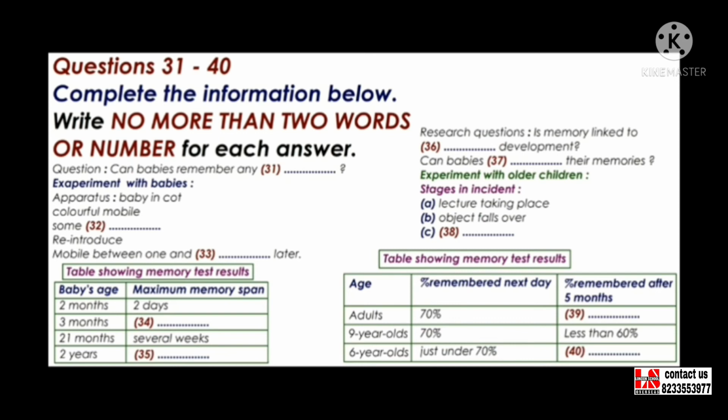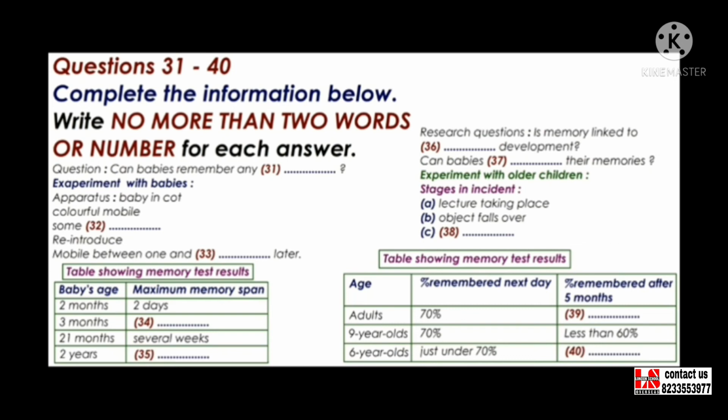Obviously, we can't ask them, so how do we find out? Well, one experiment that's been used has produced some interesting results. It's quite simple and involves a baby in its cot, a colourful mobile, and a piece of string. It works like this. If you suspend the mobile above the cot and connect the baby's foot to it with the string, the mobile will move every time the baby kicks. Now you can allow time for the baby to learn what happens and enjoy the activity. Then you remove the mobile for a time and reintroduce it some time from 1 to 14 days later.